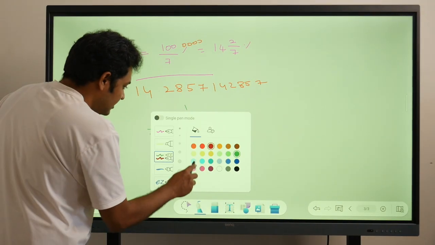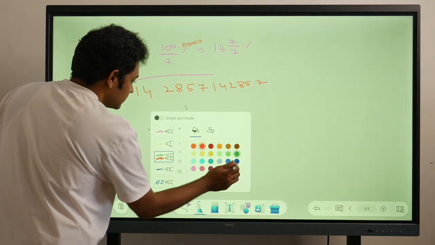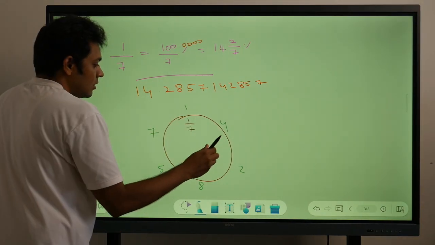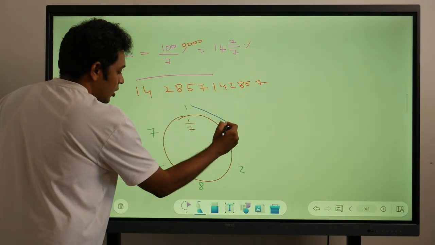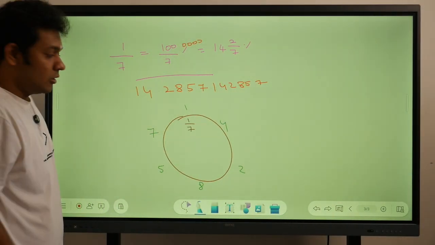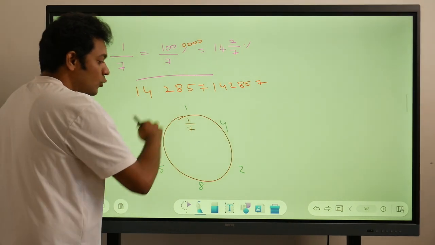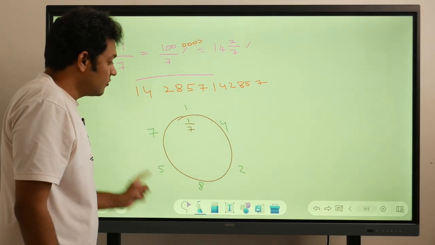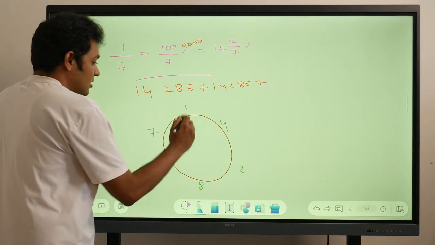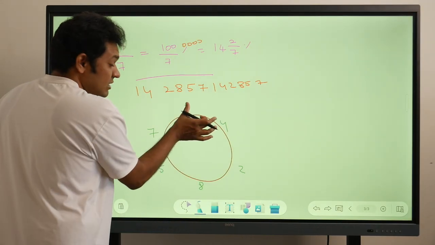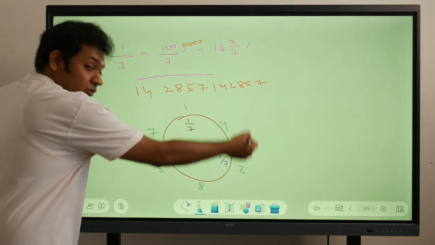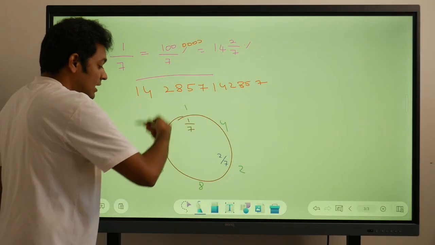Now 1 by 7 will be 14.2857, and 2857 keeps rotating in this direction. So what is 2 by 7? 1 by 7 is 14 point, 2 by 7 will be 28.57 14 2, the same pattern.